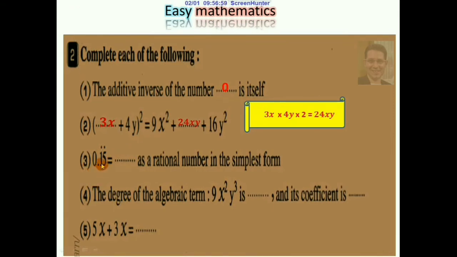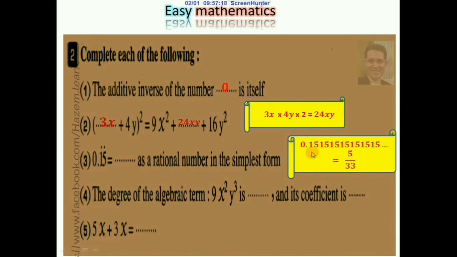Number 3, 0.15 with the repeating dots above 1 and above 5, and he asked me to change it into a rational number, I mean to fraction form. How to write this in fraction form? By using your calculator, we must write it this way, 0.151515 and more times, and when we see the arrow sign, just press equal to change it into fraction form. It will be equal finally 5/33.